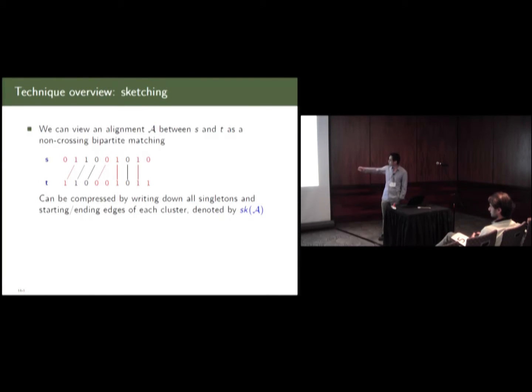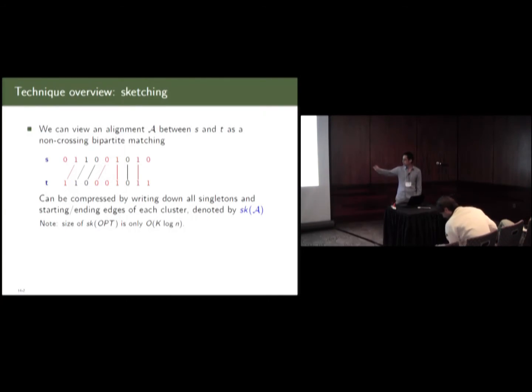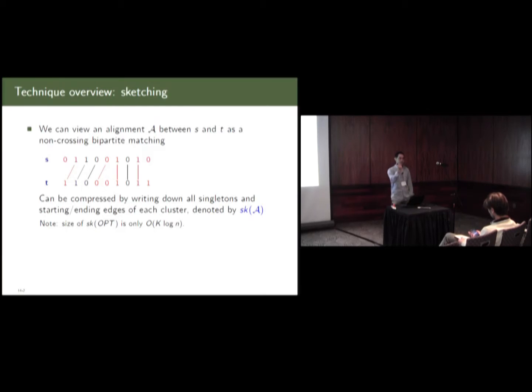We denote this as a sketch, or a summary of the alignment. If the distance is at most k, the sketch of the optimal solution is k log n. The optimal solution has at most k edits, so we have at most 2k singletons, and the number of edge clusters is also bounded by k.